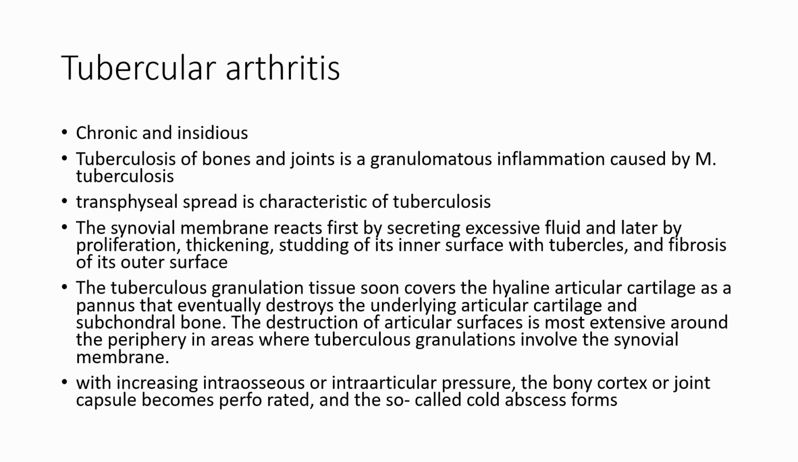Next slide. Tubercular arthritis is usually chronic and insidious and is a granulomatous inflammation caused by Mycobacterium tuberculosis. Here, classically, transphyseal spread is seen. The synovial membrane shows proliferation, thickening, and studding of its inner surface with tubercles. The tubercular granulation tissue covers the hyaline cartilage, and eventually there is destruction of the articular surfaces, most extensively in the peripheral areas. As there is increase in the intraosseous and intraarticular pressure, the bony cortex or the joint capsule becomes perforated and then a cold abscess forms.